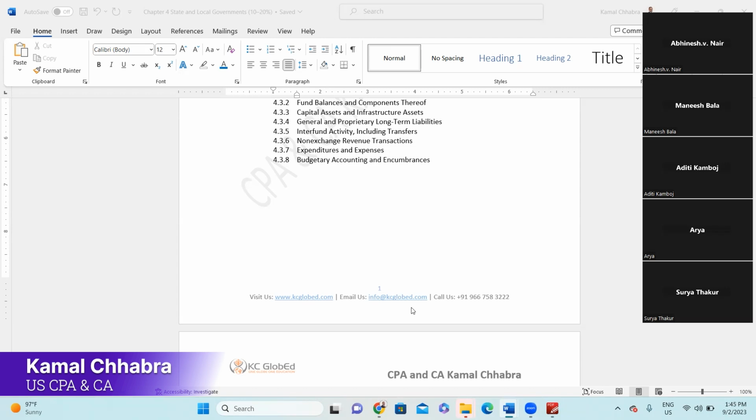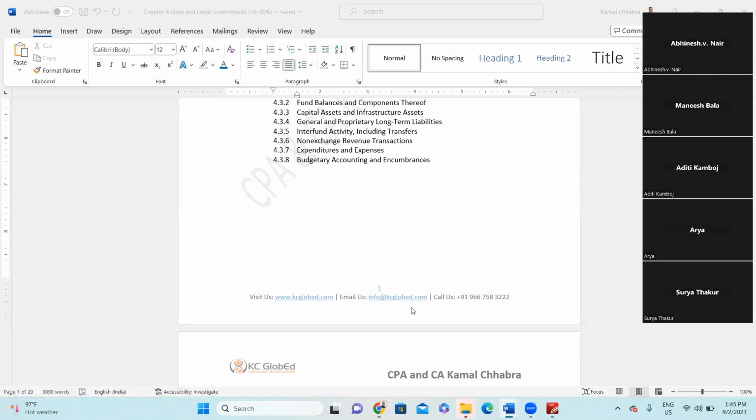The next is inter-fund activity, including transfers. So inter-fund activity may be transferring funds from one department to another department. Interfund, including transfers, may be transfer of capital assets or transfer of services and goods as well. Then after, expenditure and expenses, which we all know. And the last one is budgetary accounting and encumbrances.